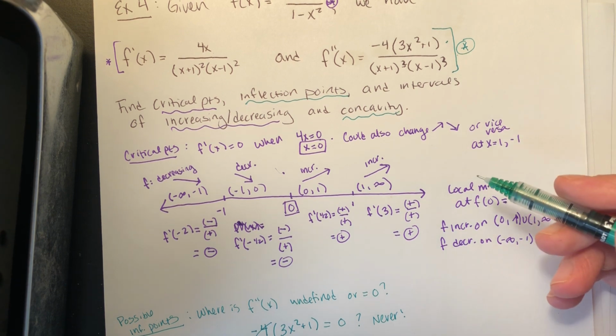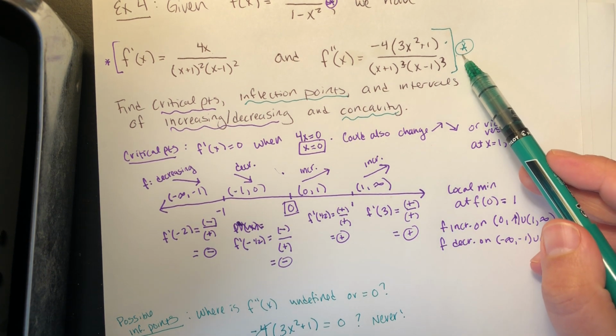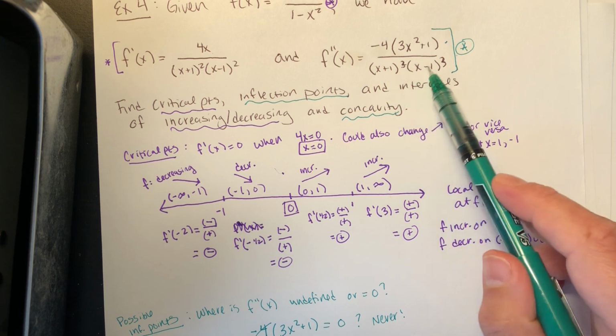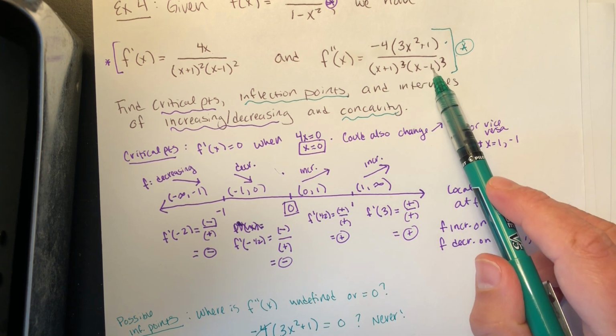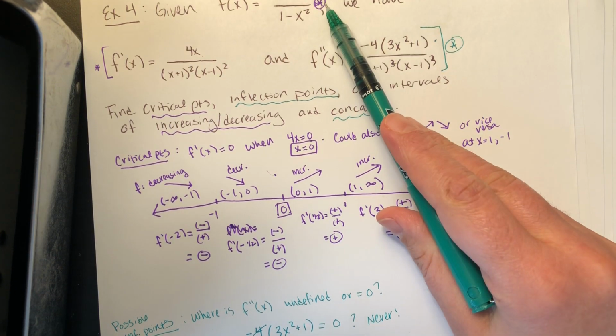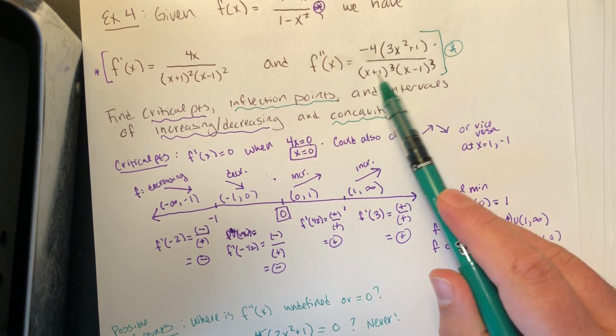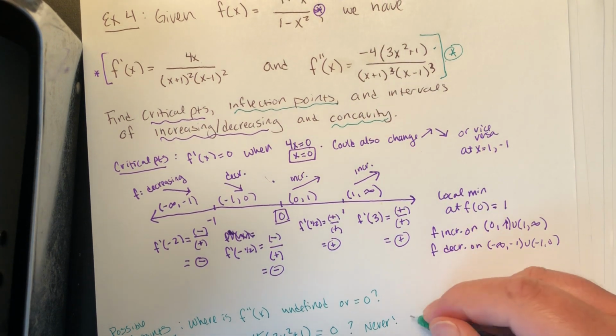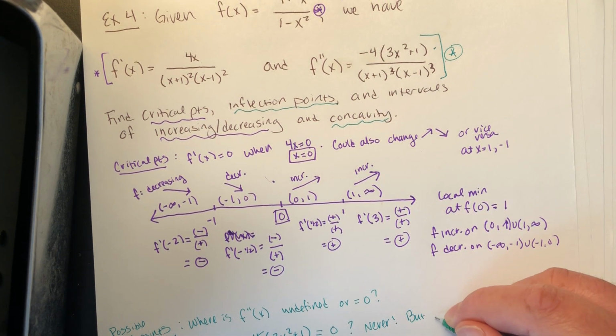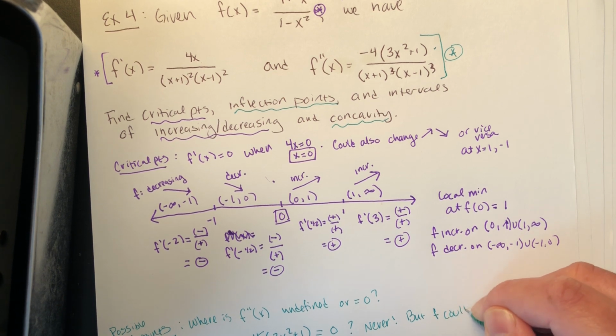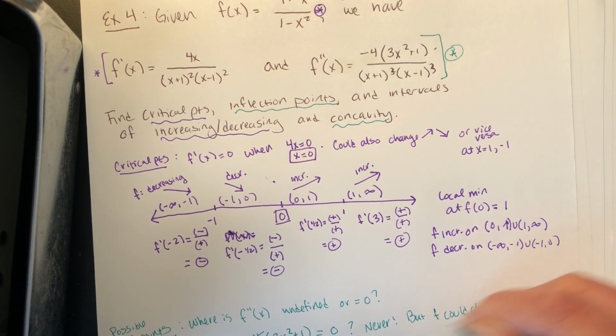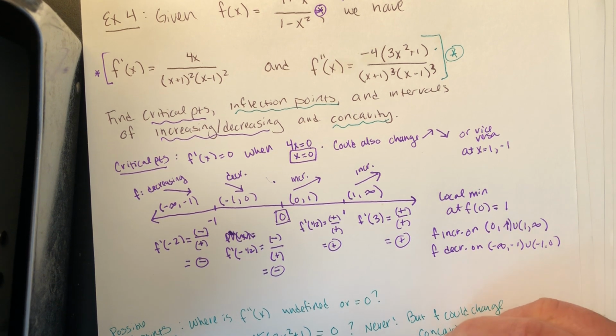So actually, we don't really have any inflection points here, but it's still possible that you change concavity at those points where the original function is undefined, right? Namely at 1 and -1, we could still change concavity. F could change concavity at 1 or -1.